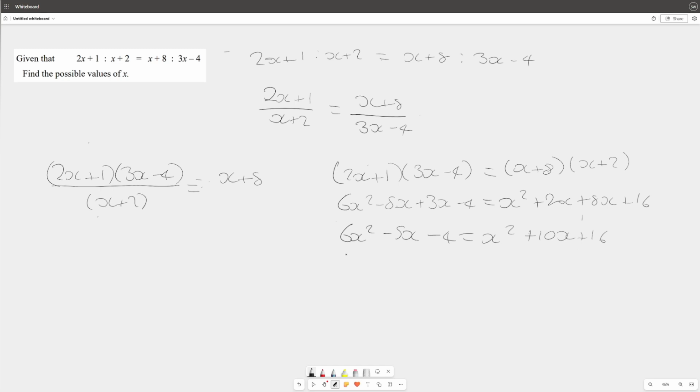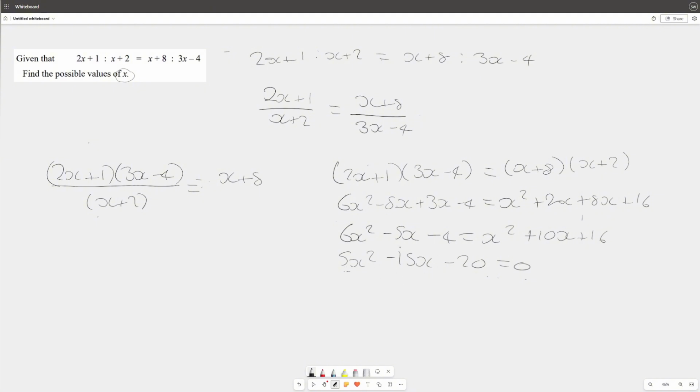And I'm going to subtract x squared from both sides to get 5x squared. I can subtract the 10x as well to get minus 15x, and I can subtract the 16 to get minus 20. And that's going to equal 0. And now we have an equation. This is really good because we want to find the possible values of x in the question. This isn't a simplifying, it is a solving question.